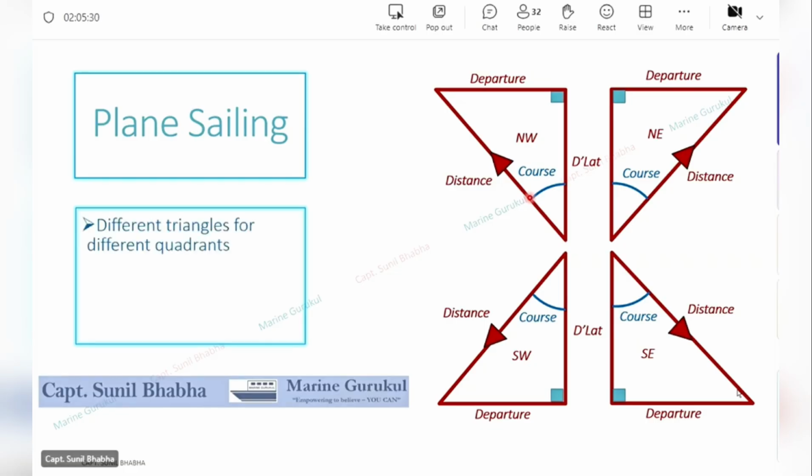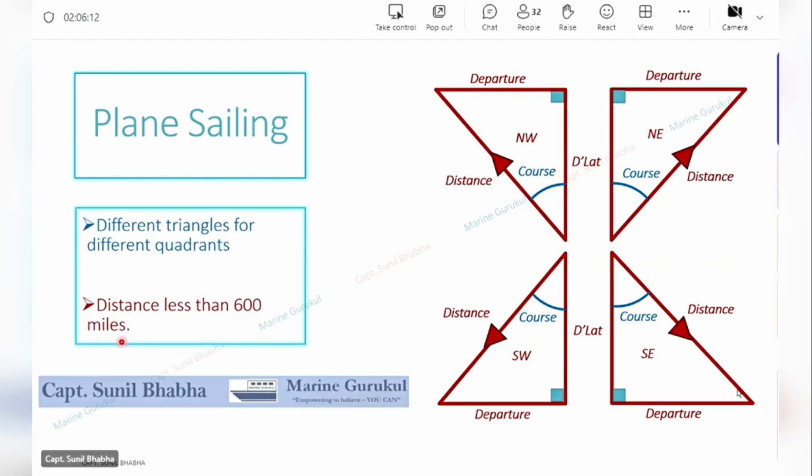So whichever quadrant or whichever direction the ship is traveling, we need to use the appropriate triangle for that particular quadrant. Also, the course which is obtained or used in the formula is always the quadrantal course, not the three-figure notation course. Now there is one limitation in the plain sailing method, and that limitation is that plain sailing is used only for distances less than 600 nautical miles.